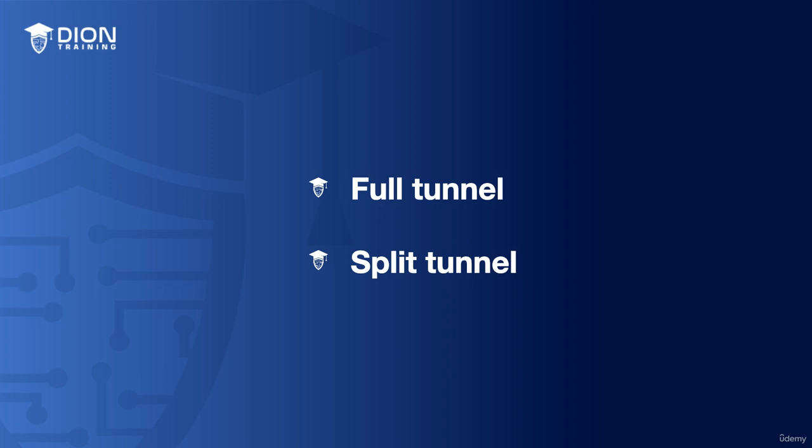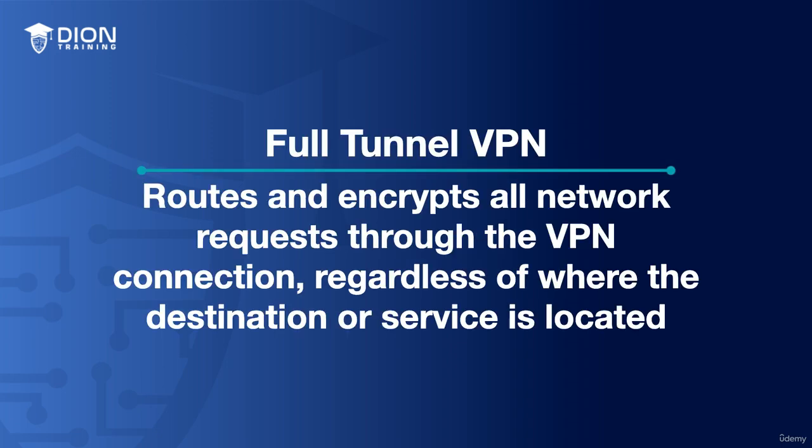Now, in addition to site-to-site and client-to-site VPNs, we have to decide whether we're going to use a full tunnel or split tunnel VPN configuration. Both full tunnel and split tunnel VPNs can be used with either site-to-site or client-to-site. A full tunnel VPN is usually used by default in most organizations, and it is what I described earlier. A full tunnel VPN routes and encrypts all network requests through the VPN connection back to the headquarters, regardless of where the destination or service is located.